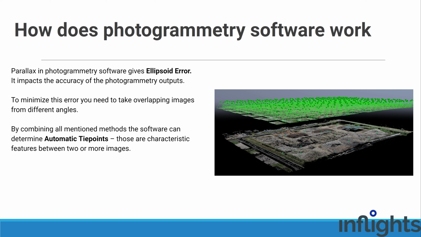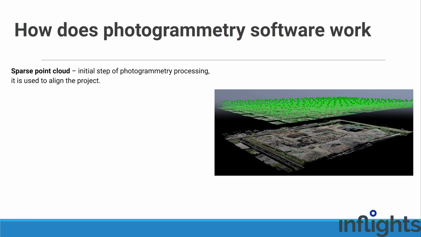By combining all mentioned methods, the software can determine automatic tie points. Those are characteristic features between 2 or more images. Those automatic tie points are 3D points in space. The photogrammetry software computes hundreds or even tens of thousands of those points, depending on your dataset. These many tie points are called sparse point cloud. It is used to align the project.